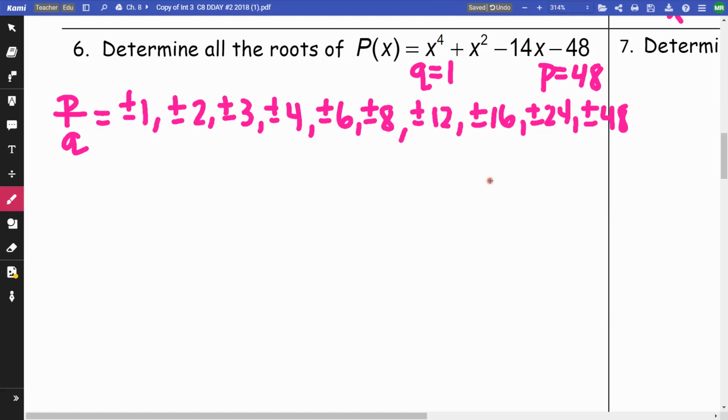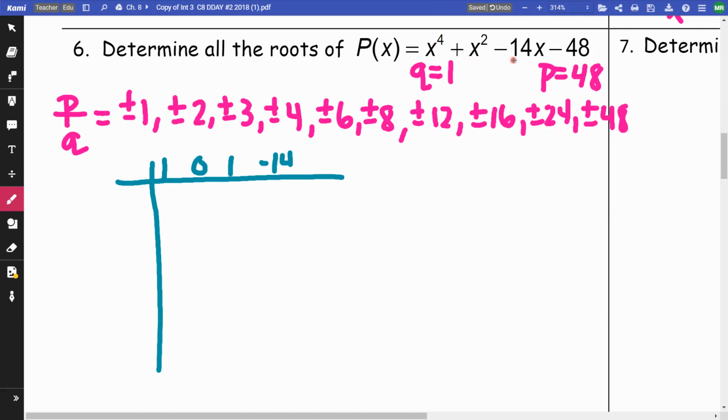So I'm going to do my synthetic division, and I want to be careful because I think I'm missing a term. I'm also going to be starting with a degree 4, which means I have to take it to a degree 3 and then down again to a degree 2. So I have 1. I don't have an x cubed, so I'm going to put 0 for my x cubed, 1 for my x squared, negative 14 for my x, and a negative 48. Okay, so let's say I start with a 1. Let's just see what happens.